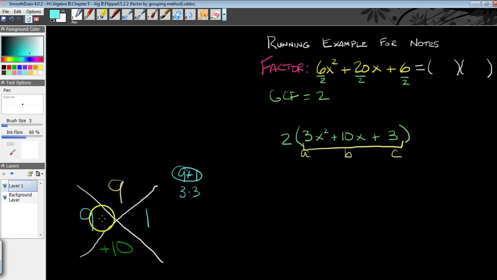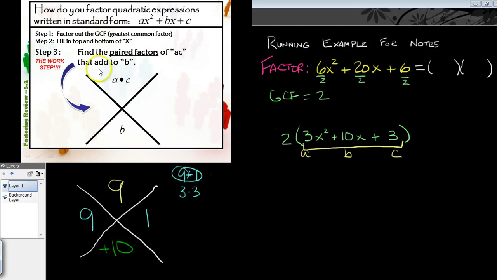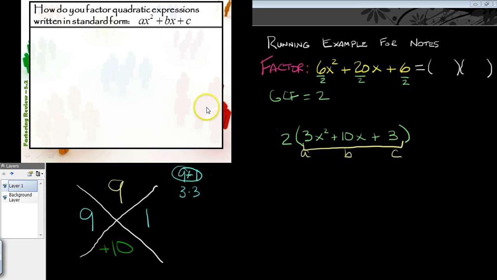So these are my paired factors, that I put one of them there, and I put one of them there. So 9 and 1, I could put 1 and 9, it doesn't matter. It doesn't matter the order. That's what's so beautiful about this. Okay? So there's my paired factors. I got them. Now you're going to say, what in the world do we do with that? Good question. So here's step number 4.